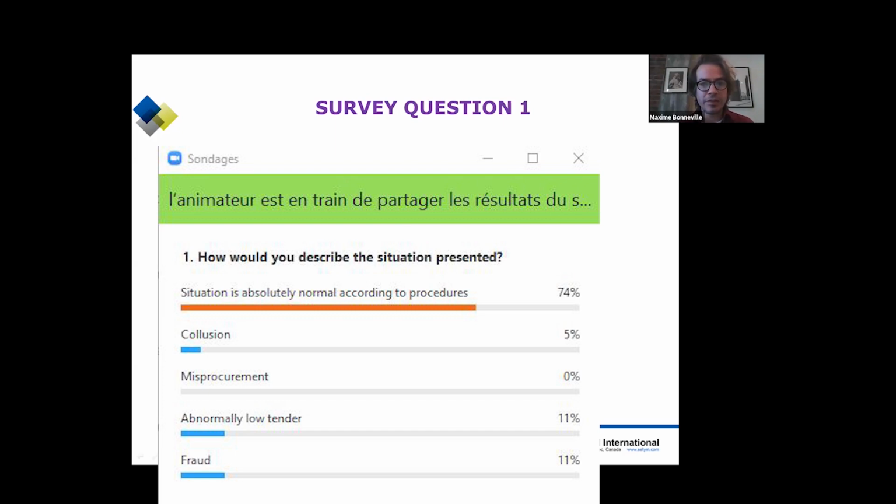As you can see from the results, many people have told me that the situation is absolutely normal according to the procedures. Some have identified it as collusion, some as misprocurement, 2 as fraud, and 2 as abnormally low tender. First things first, it is possible that there's a case of collusion, misprocurement, or fraud here, but we cannot know that from the data you've been given. What we can know is that the situation is not absolutely normal. We are in an abnormally low tender situation. I will explain why later.